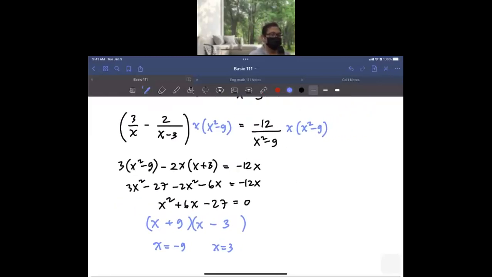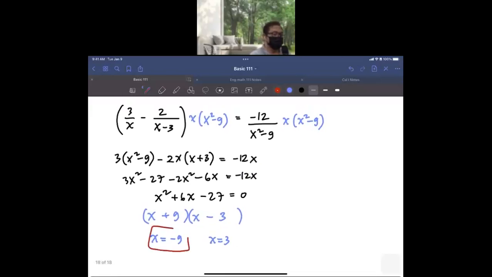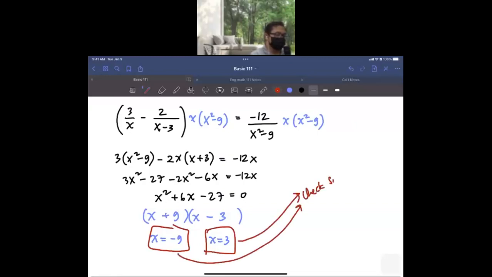But because we have these fractions here, we know that the domain, right? We have some restriction on domain. We need to check, okay? Check these two answers. Check solution.